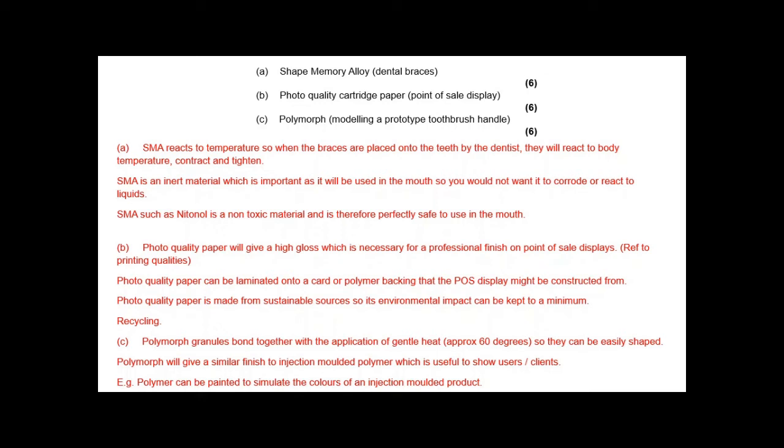It's also made from sustainable sources, so it actually doesn't have much of a negative effect on the environment. It's quite easy to recycle. And then polymorph granules bond together with the application of gentle heat, so you can boil some water, get to about 60 degrees, and then it's really easy to shape. And then what it would do is it basically gives you a similar finish to injection molding. So it's really simple, really quick way to get the idea of a handle, no problem.